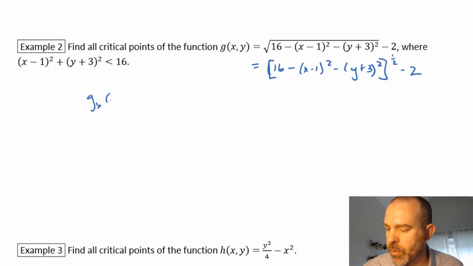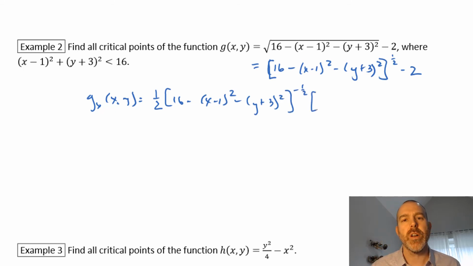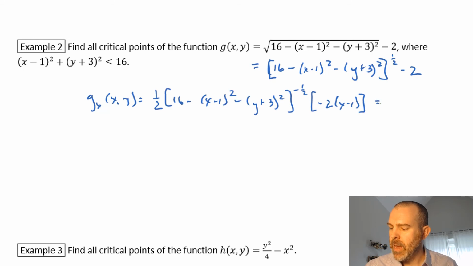So the partial derivative with respect to x will be 1/2 times (16 minus (x minus 1) squared minus (y plus 3) squared) to the negative 1/2, and then chain rule multiplying by the derivative of the inside, but we're differentiating with respect to x only. That will be negative 2 times (x minus 1). If we simplify that, the 1/2 and the negative 2 simplify, we're just left with negative (x minus 1) over the square root of 16 minus (x minus 1) squared minus (y plus 3) squared.